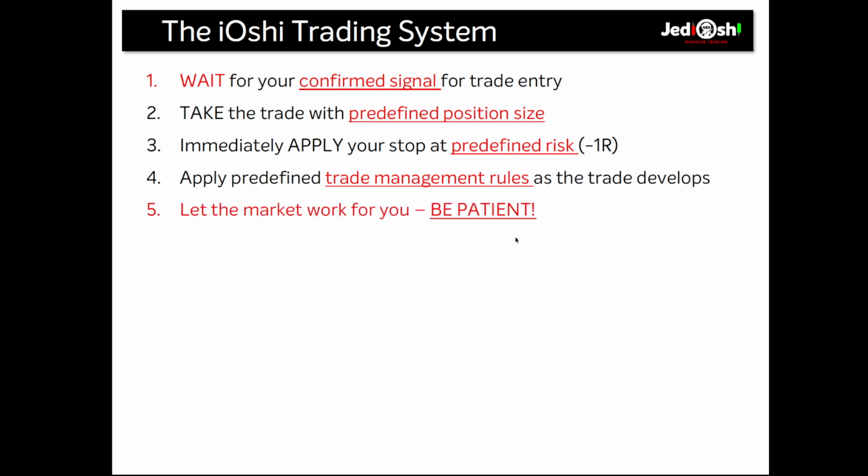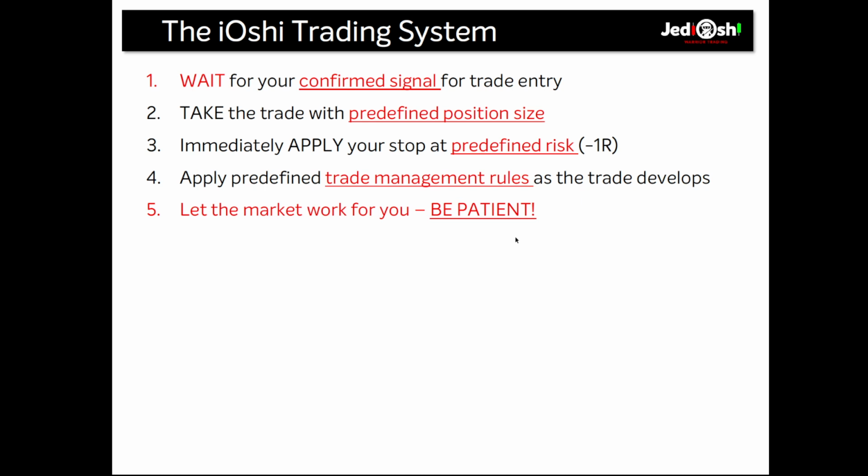And number 5 is you wait. You're patient. You let the market work for you. You've already made your decisions. Now it's up to the market to work for you. And if you have a good system that you've back tested, that you've paper traded, that you've worked over time, then you just let the market work. And you're patient.